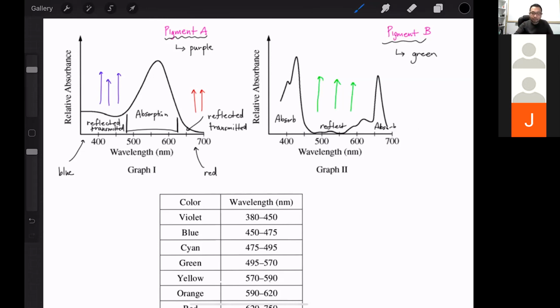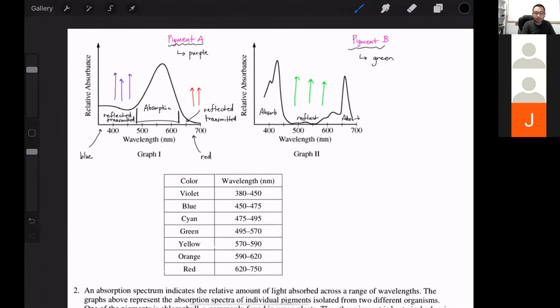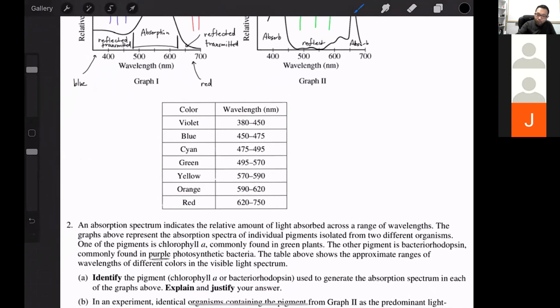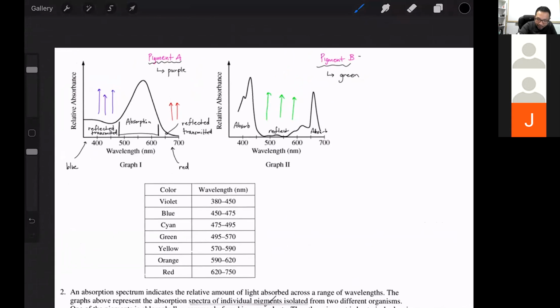All right, so now that we have the absorption spectrum figured out, let's go ahead and look at what they're telling us. What they tell us is that one of the pigments is chlorophyll A, which is found in green plants, and the other pigment is bacteriorhodopsin, found in purple photosynthetic bacteria. So that's awesome, because that tells me right now that this pigment B is certainly going to be chlorophyll A, and this pigment A is going to be bacteriorhodopsin. I don't know if I'm spelling this correctly, but the spelling is here for you guys to use.